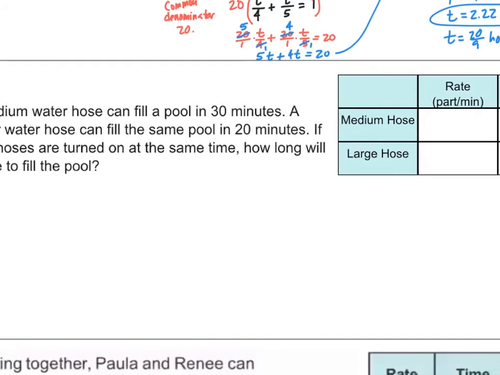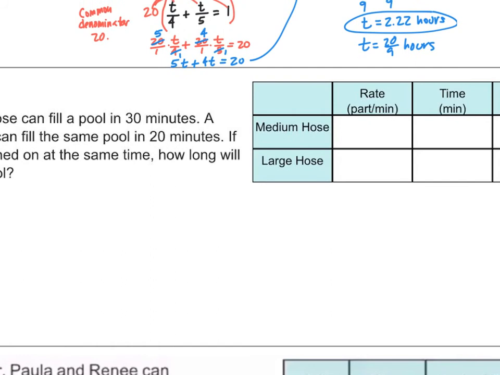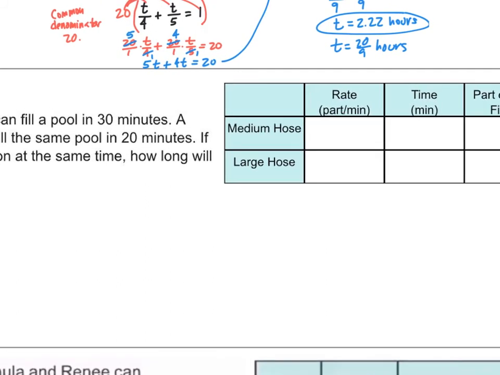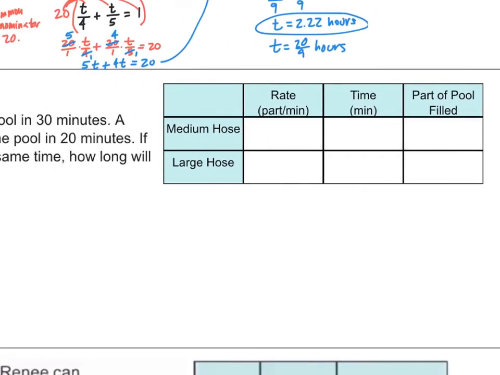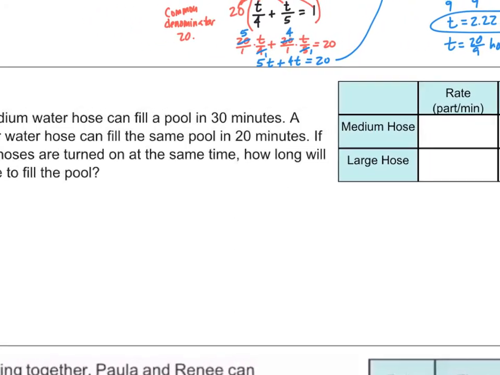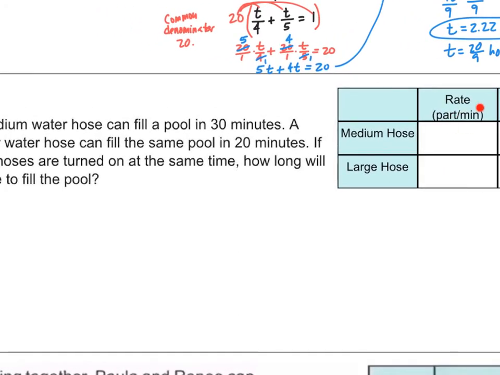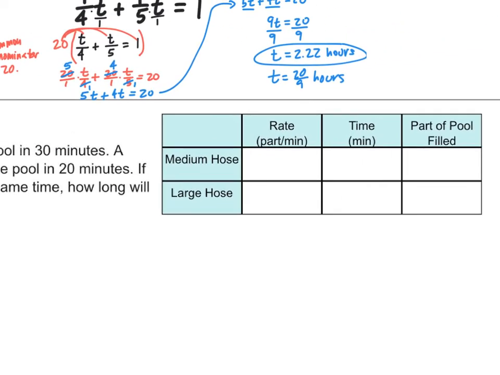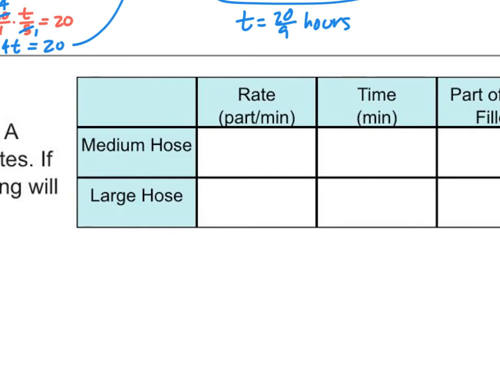So what I know is that the medium hose, the rate, is going to be parts per minute. So we can fill the pool, and the question is, how many parts per minute can we do? It takes 30 minutes to fill the pool. So I'm going to write this as 1 over 30. 1/30 of the pool can be done in 1 minute. And the large hose can do it in 20 minutes, so 1 out of 20.